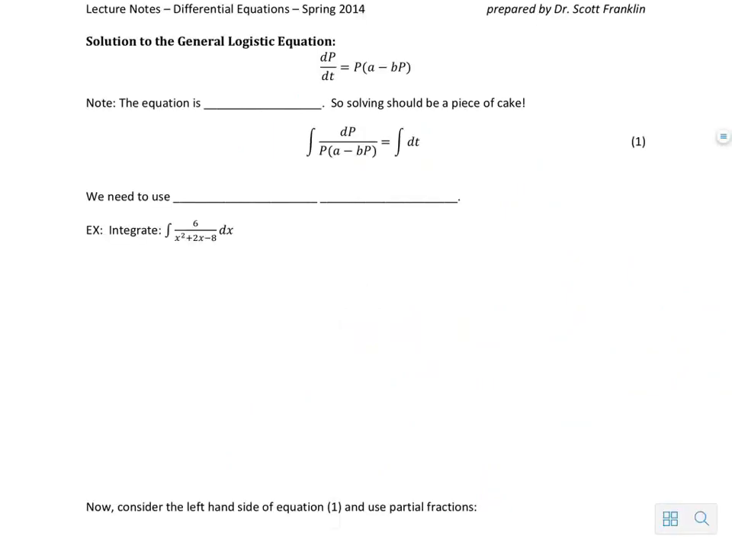All right, let me grab the next page. All right.